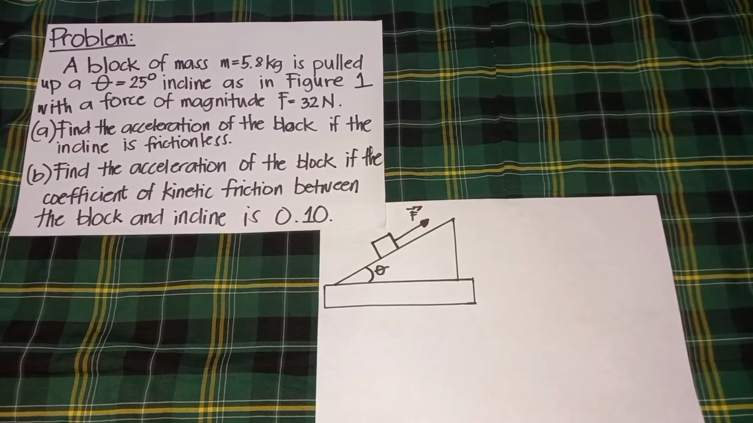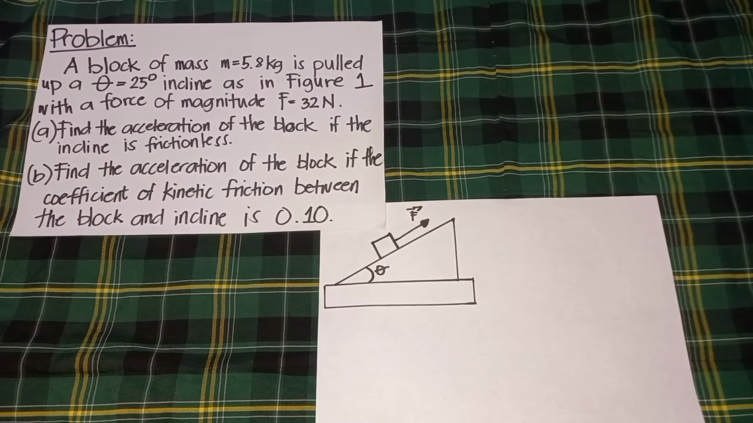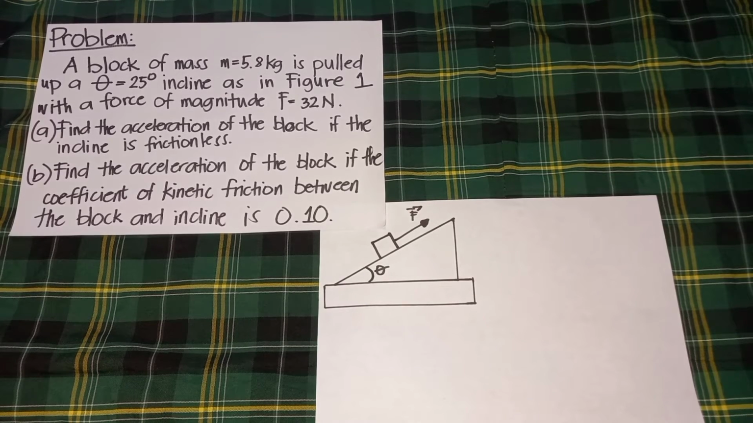In this video, this is our problem example. A block of mass m equals 5.8 kilograms is pulled up a theta equals 25-degree incline as in figure 1, with a force of magnitude F equals 32 N. A. Find the acceleration of the block if the incline is frictionless. B. Find the acceleration of the block if the coefficient of kinetic friction between the block and incline is 0.10.